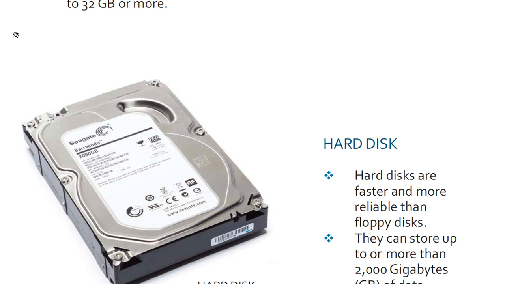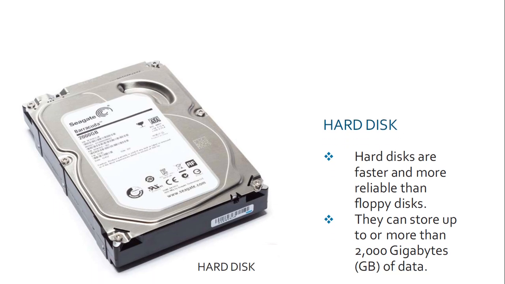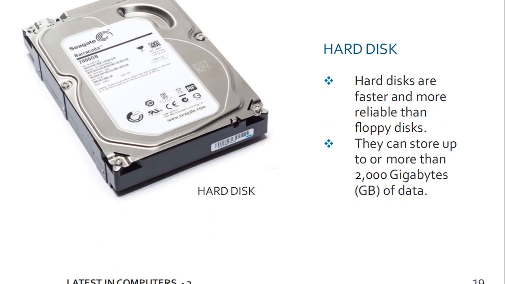Hard disks are more reliable than a floppy disk. In this computer, all those data and information are stored in the hard disk only. They can store up to or more than 200 gigabytes. Gigabytes means GB of data. You can store it in the hard disk.